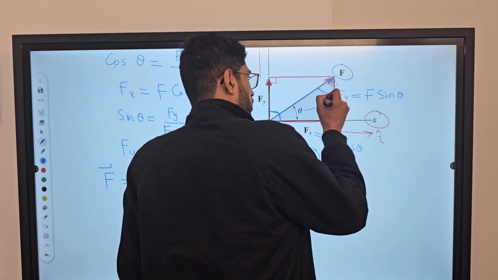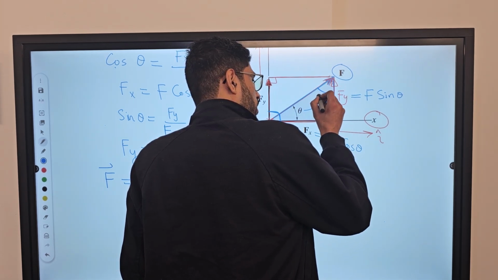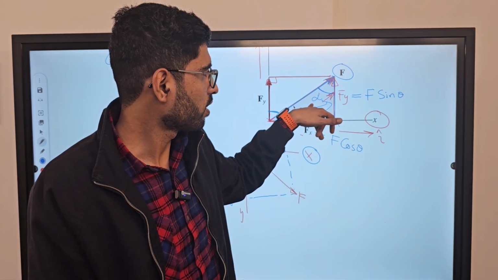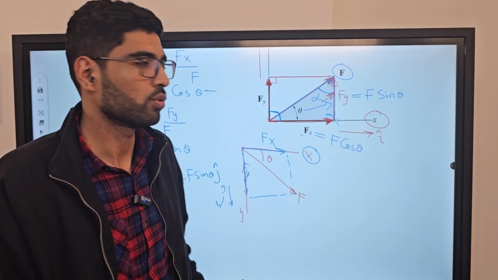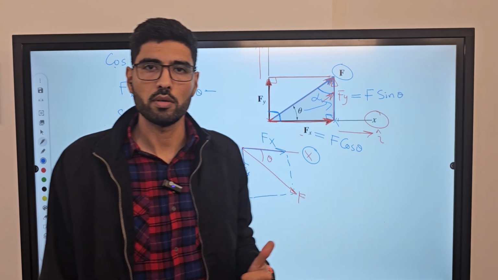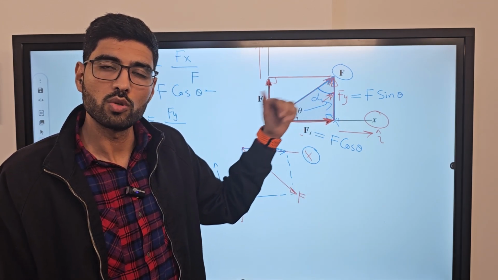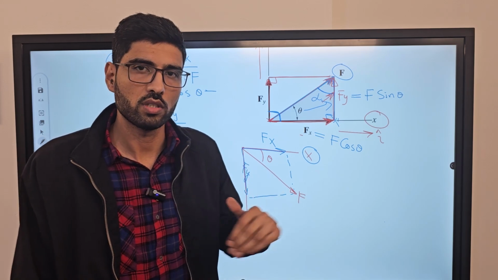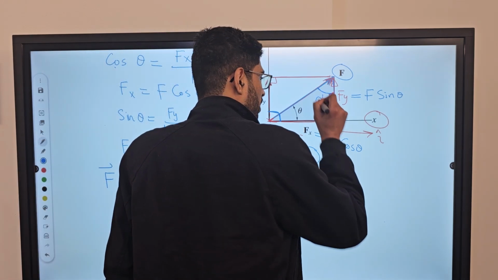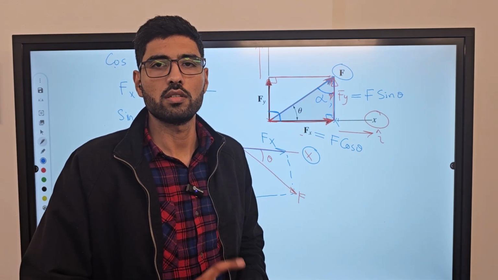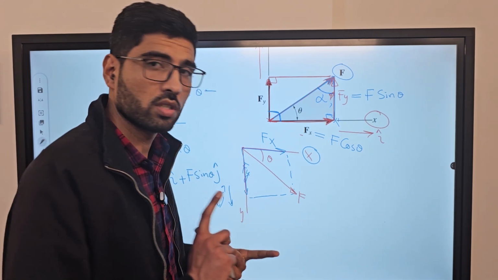Let's say we are given angle alpha here. Then for the angle alpha, f of y will be the cos component. So the thumb rule is to always remember that the component with which the angle is made is always the cos component. This is the thumb rule.